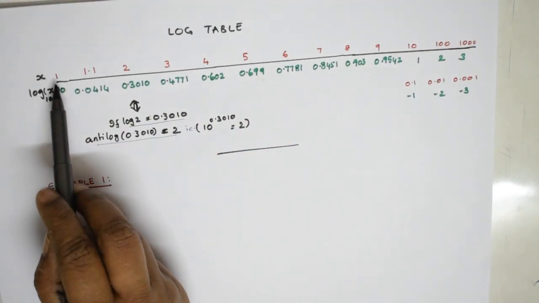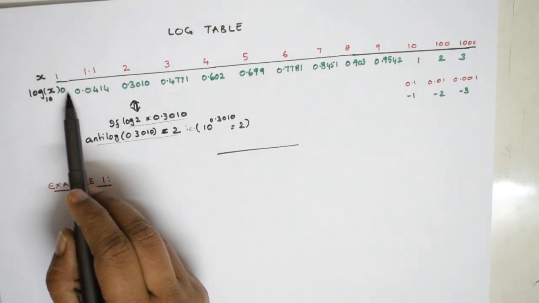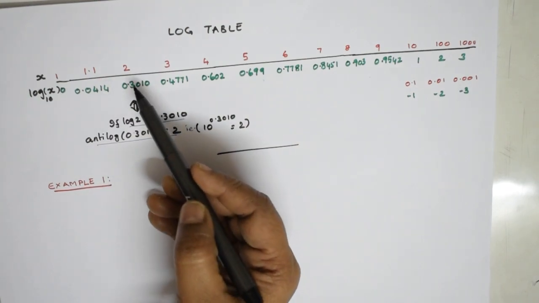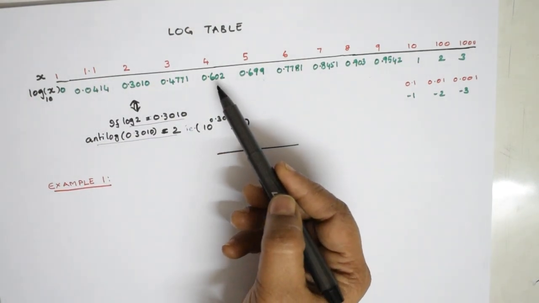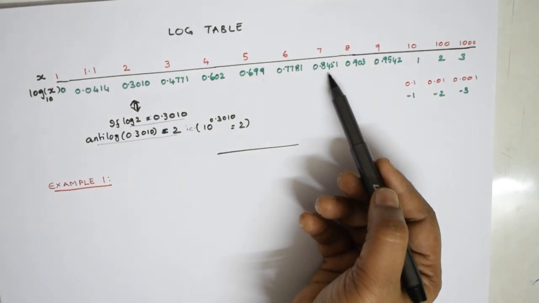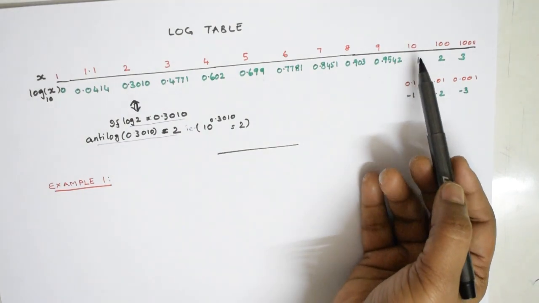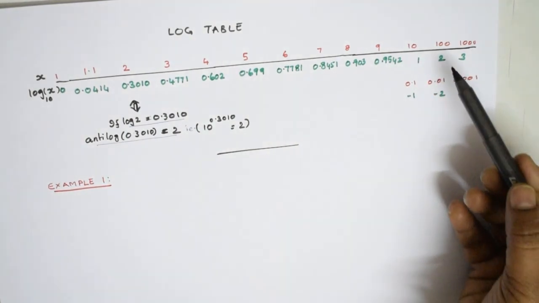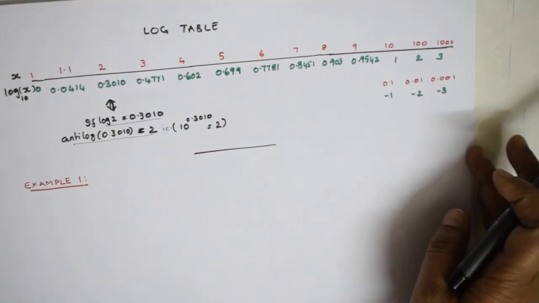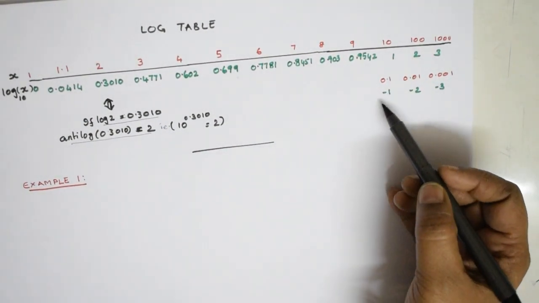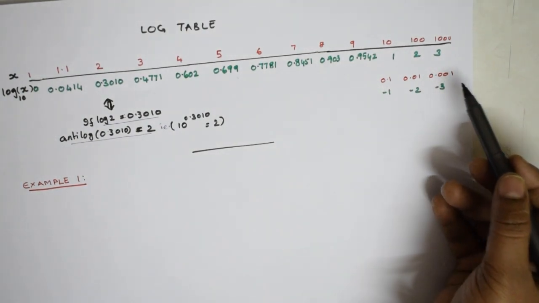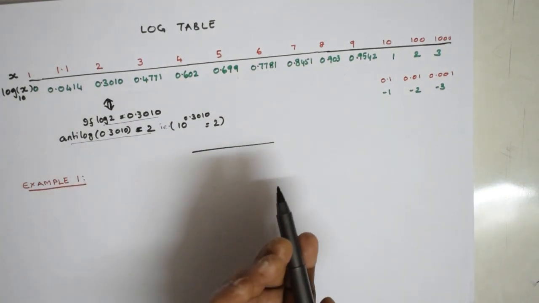Just see here, the value 1, and the log value is equal to 0. For 1.1, the log value is equal to 0.414. 2 value is this, 3 is this, 4 is this. Just now I've shown you how to find them. 5, 6, 7, 8, 9. Log 10 is equal to 1, log 100 is equal to 2, log 1000 is equal to 3, isn't it? And again, minus 1 is 0.1, minus 2 is 0.01, minus 3 is 0.001. Done.